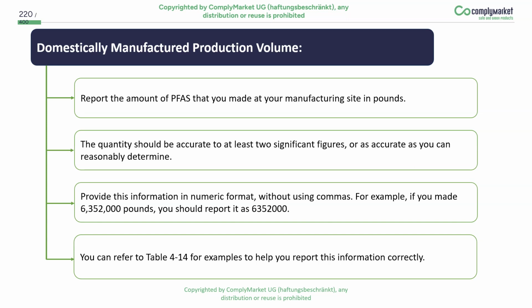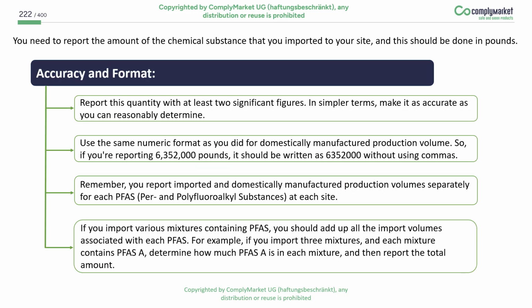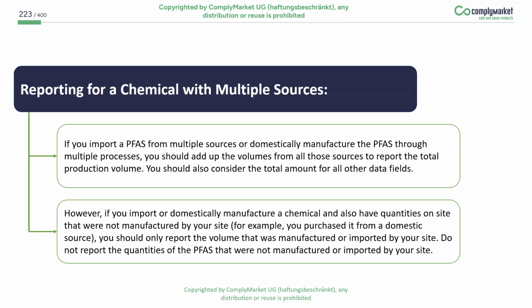Domestically manufactured production volume. Report the amount of PFAS you made at your manufacturing site in pounds. The quantity should be accurate to at least 2 significant figures, or as accurate as you can reasonably determine. Like this is an example. Reporting for chemical with multiple sources: here you have to report what is manufactured at your site or imported by your site only, not what you got from other domestic sources, because they have to do the same.